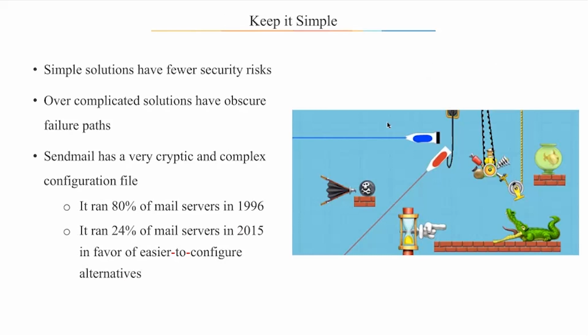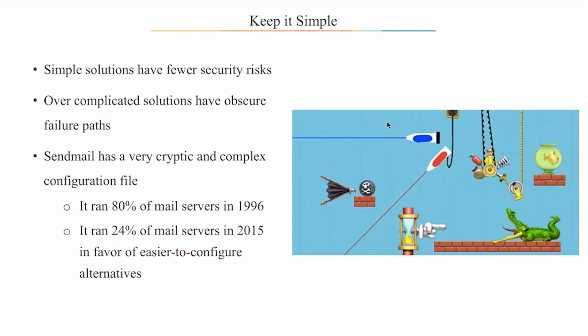Additionally, you want to make sure you keep it simple, right? Just because it's complex doesn't mean that it's the best. And it's been proven that simple solutions have fewer security risks. Why? Because the security portions of that are often more well understood. And just simply having a complicated solution, often even understanding why something fails is problematic.